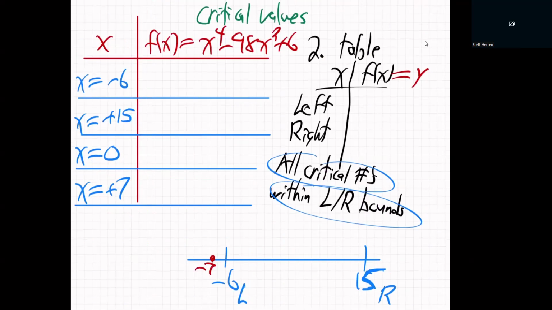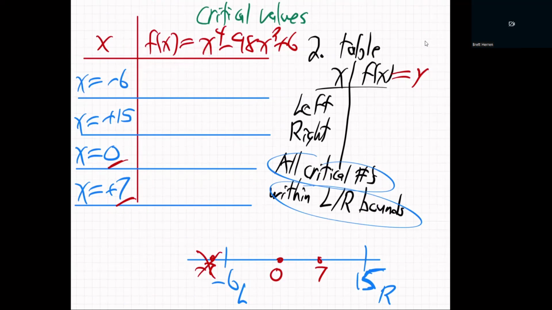The other ones are all good, right? The 0 is right around here. The 7 is right around there. They're good, the 0 and the 7. But the negative 7 is out of bounds. He's not within the range we're looking at. All right, so now what do we do? We take these values and we just plug them in.